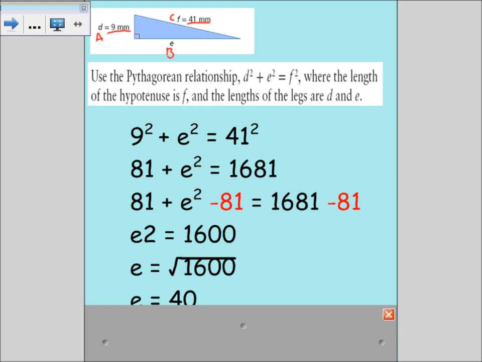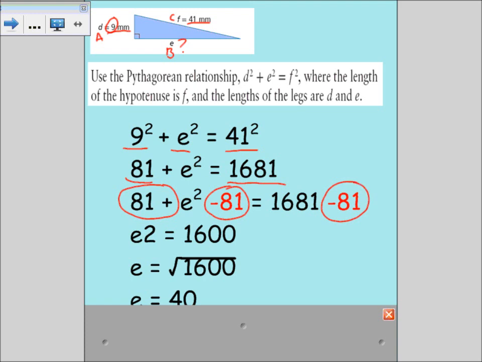So, very first step, fill in here. 9 squared, we put 9 right there. E we don't know, so we left it as e. F we knew, which was 41. So we square that. 41 squared is 1681. 9 squared is 81. So how do we get rid of positive 81? We subtract 81.